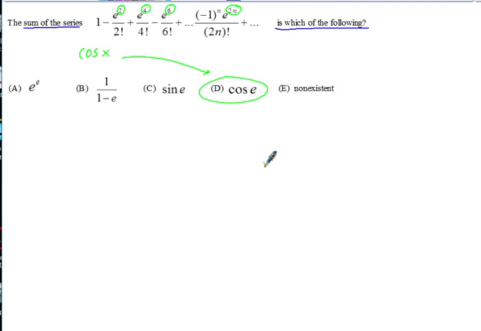If it was sine, you'd see the alternating pattern with the odd exponents. If it was e to the e, you'd see it all positive, not alternating, with no missing terms. And if it was 1 over 1 minus e, you would see, well, this one actually would diverge because e is not between negative 1 and 1. The common ratio would have to be between negative 1 and 1 to fit the pattern. So in that case, if this fit the pattern for 1 over 1 minus x, it would actually be non-existent if e was plugged in, because e is about 2.7, it's not between negative 1 and 1.